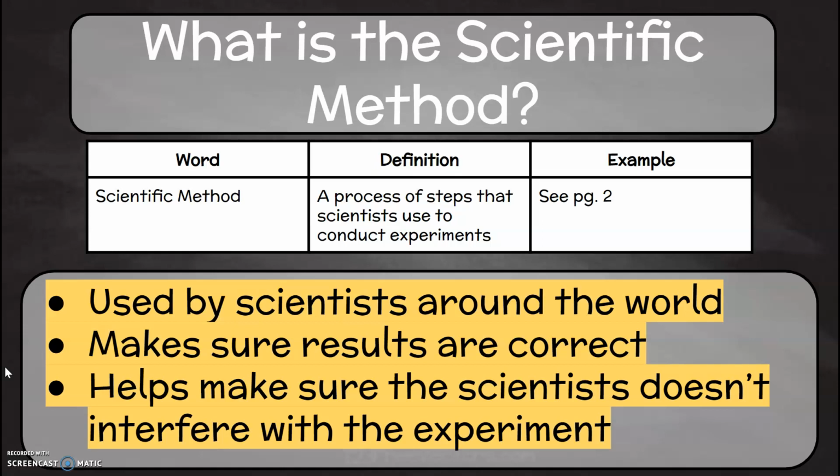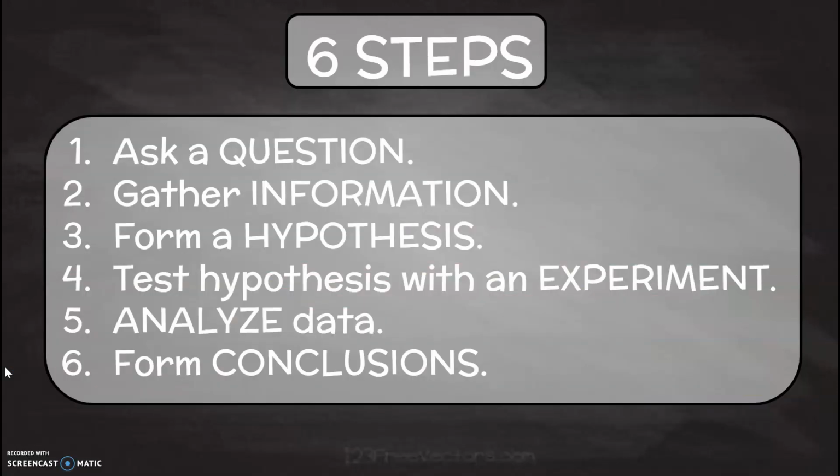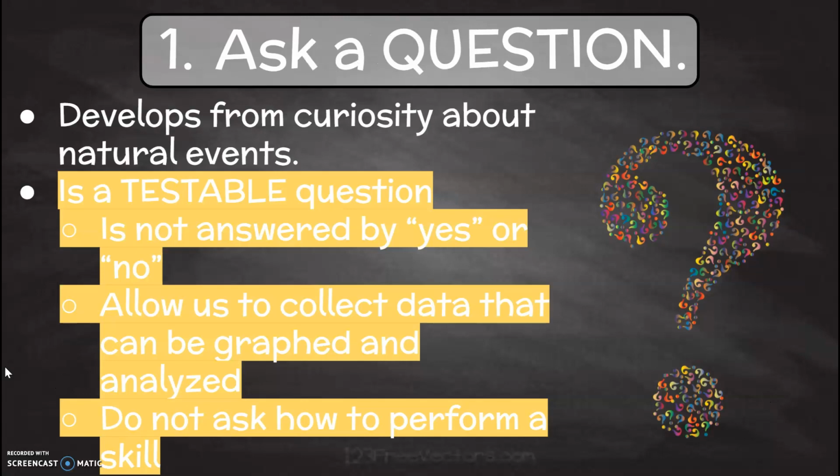It also helps make sure that the scientist does not interfere with the experiment, that they don't do something just to have the experiment come out with the results that they wanted it to come out with. The scientific method has 6 steps in total. The first step is to ask a question. Usually the question develops from curiosity about something that happens in the world.